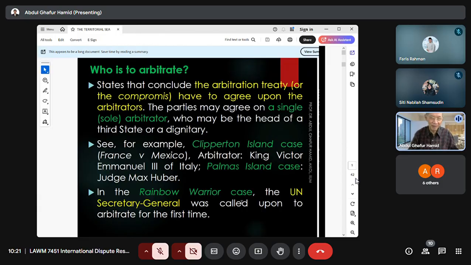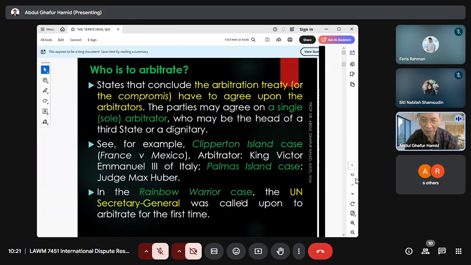Second example is the Palmas Island case. It's also a very famous leading case on territorial disputes. And the two parties agree, in this case the USA and the Netherlands. They agree to choose Judge Max Huber, a very famous judge, as sole arbitrator in this case.